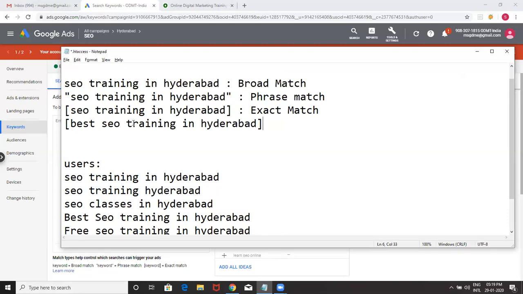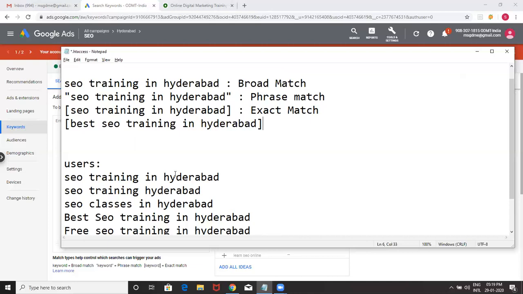No, I'm telling you one thing. Forget about phrase match here. We're talking about exact match. You mentioned SEO training in Hyderabad, best SEO training. Two you mentioned. If anyone types these keywords, my ad should appear. For the first one, will the ad appear or not? You got it? Yes. That's what I'm saying.